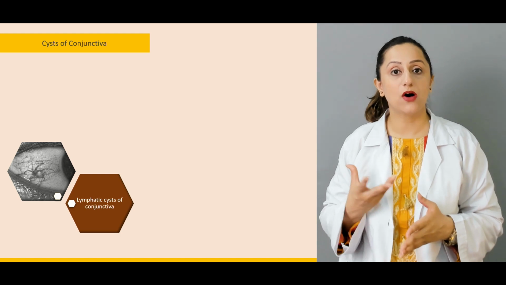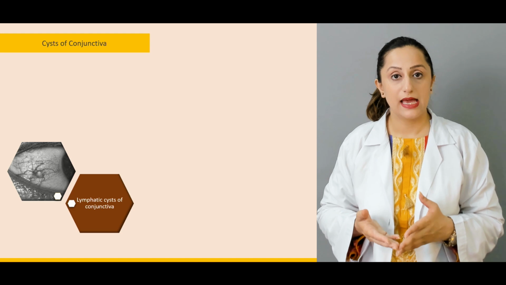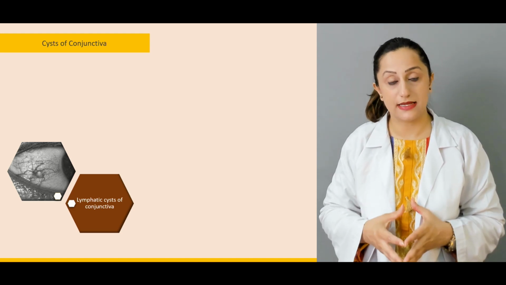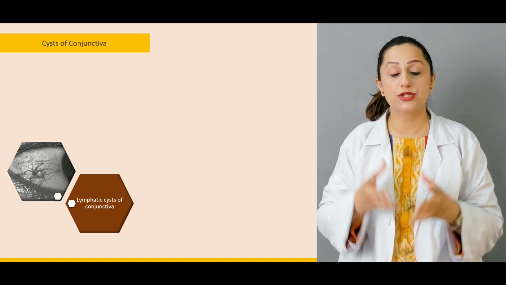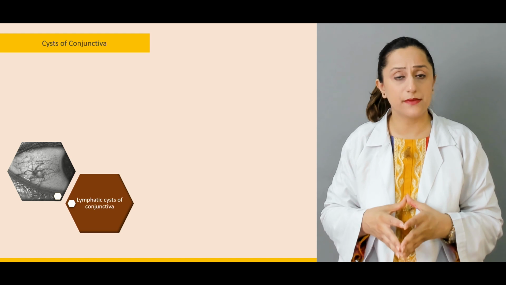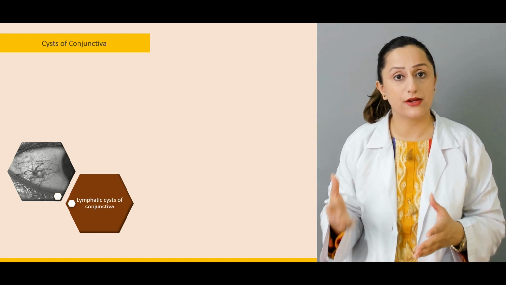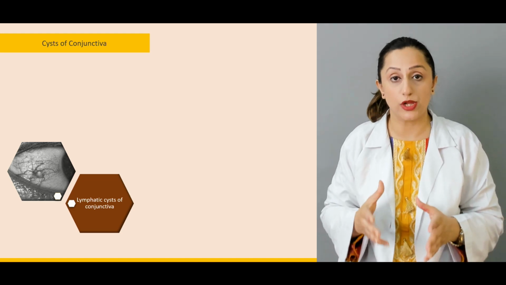Now, what can be the causative factors for the development of this lymphatic cyst? It can be the dilatation of the lymphatic system that is finally resulting in the lymphangiosarcoma, or it can be an isolated lymphangiomatosis condition that arises in the person. So basically, it's the lymphatics that are involved.